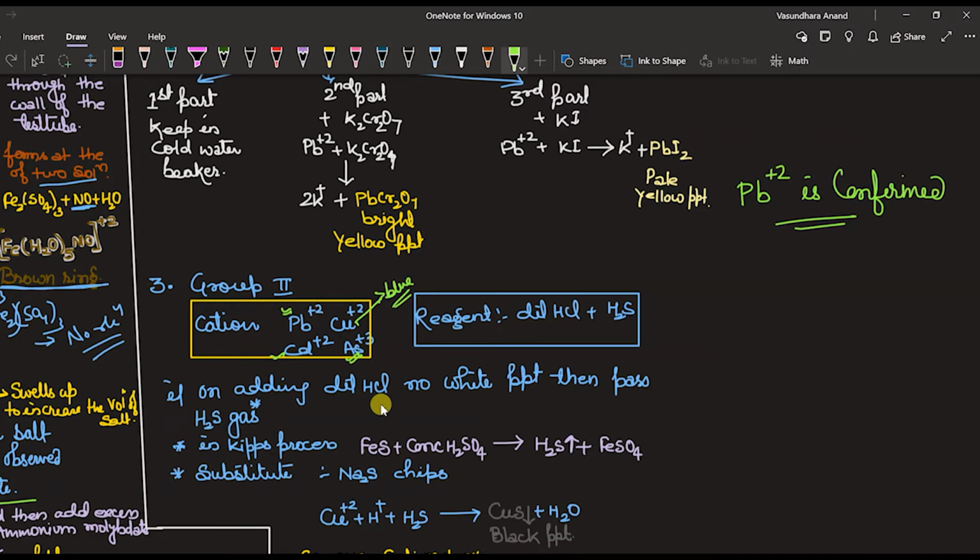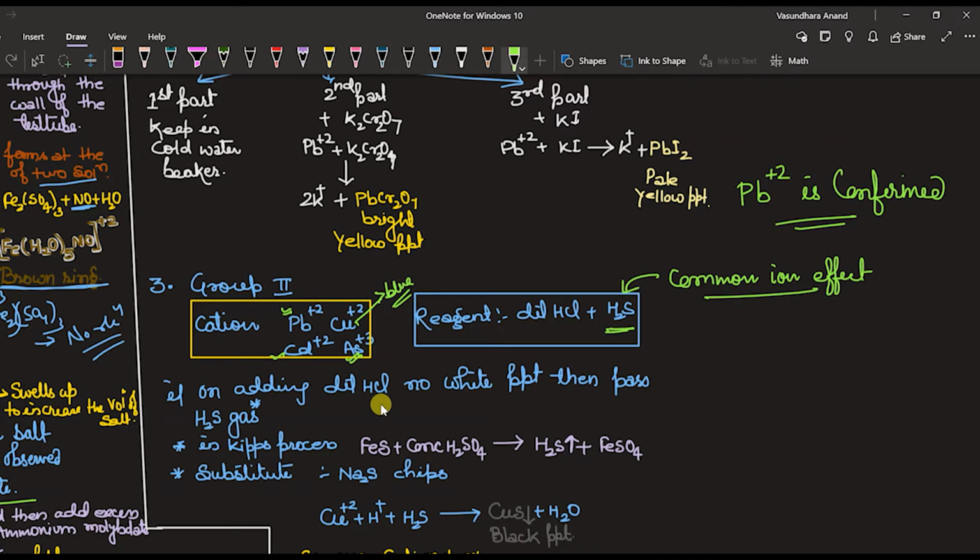Okay, the reagent is dilute HCl, which we added in the first case, and along with it we will add H2S. What will it do here? This is going to create a common ion effect. Got it? Common ion effect, what does it do?